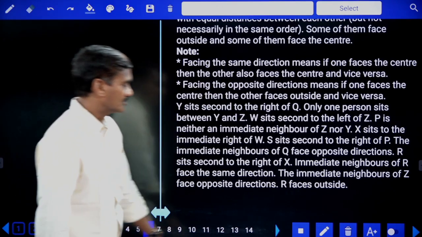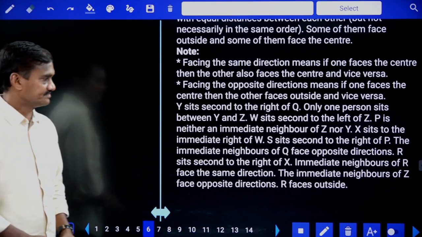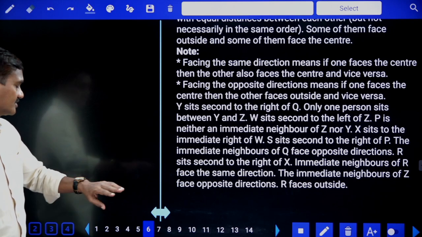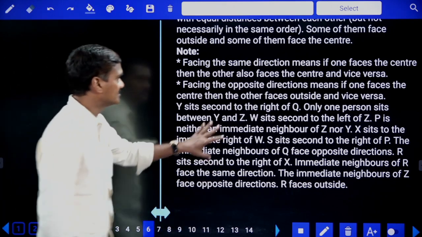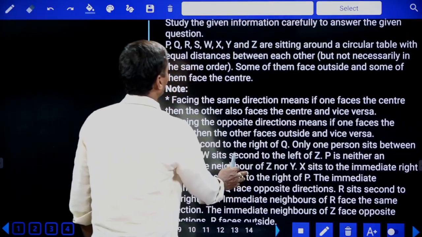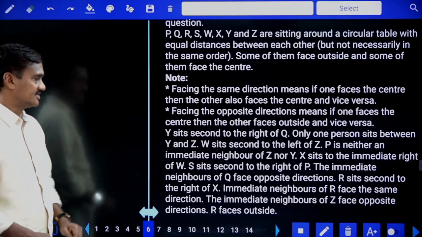Some people can do it in 1 minute, but 2 minutes is a decent time. Let's start working on this one. And who are the persons here? Now first persons, P Q R S W X Y Z. Let's make it fast. Now your time started.